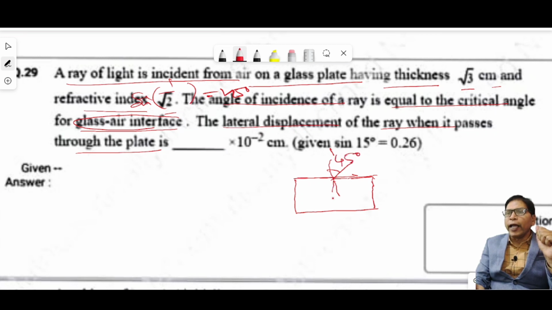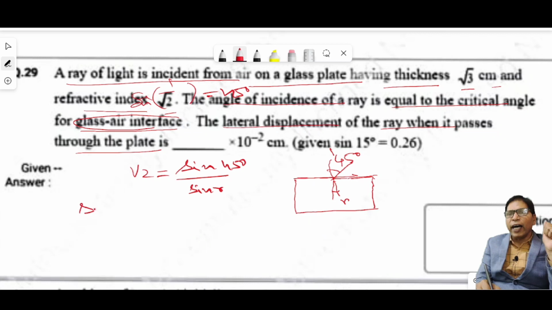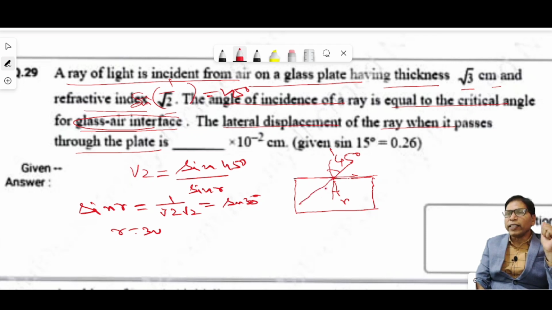Now, we have to calculate the angle of refraction, R. So, √2 equals sine 45 degrees divided by sine R. Now, sine R equals 1 by root 2 into root 2... so this is half. Therefore, sine 30 degrees, so R equals 30 degrees. Now, this is 45, now this is 30 degrees. The ray passes through this. Therefore, this angle is 15 degrees.